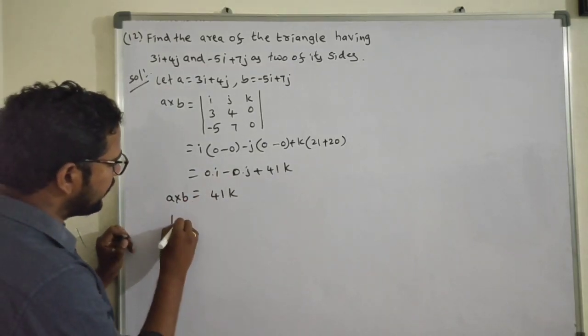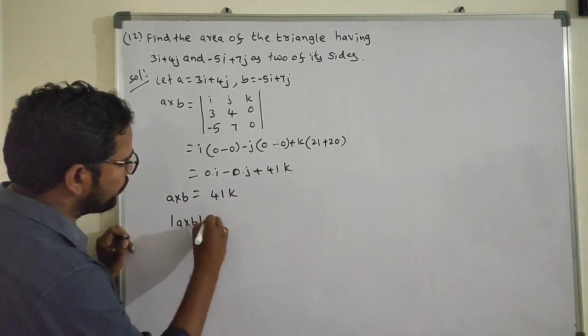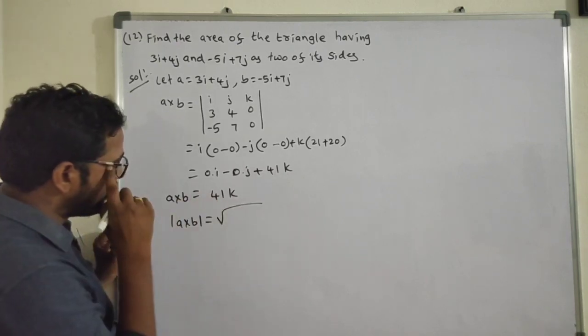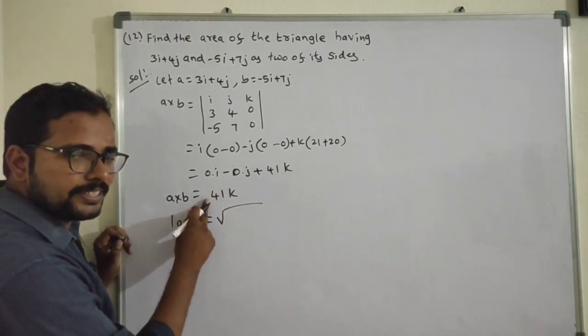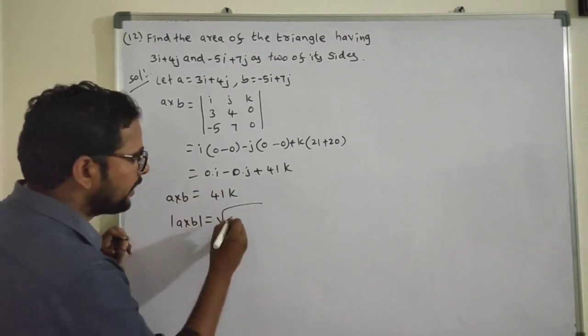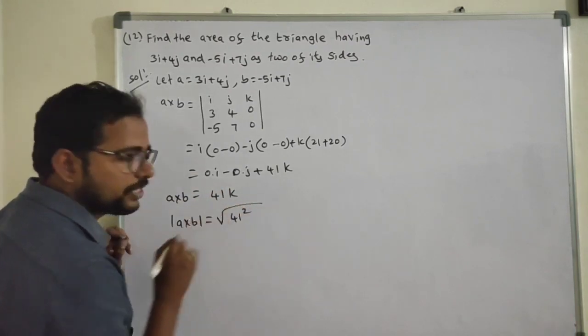Find modulus a cross b. Modulus a cross b is equal to the under root of the squares. We don't have an i term, we don't have a j term, we have only the k term. Take that as 41 square.